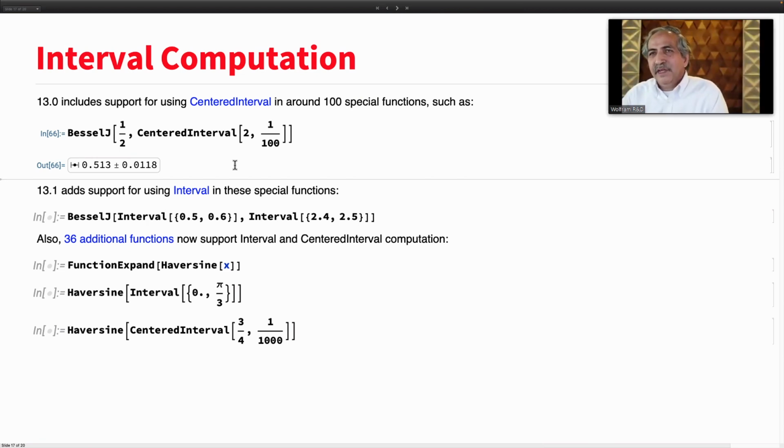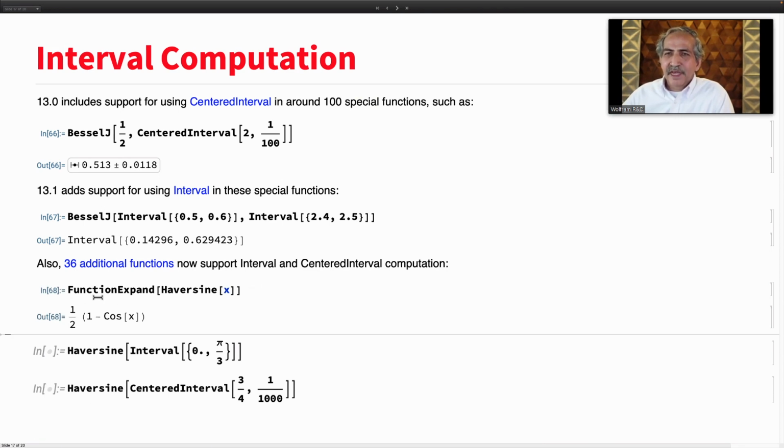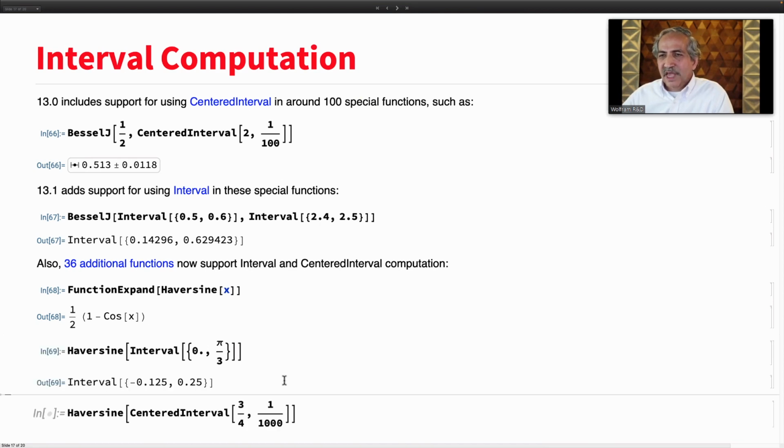And Stephen Wolfram said, why do you not also do this for interval itself? So interval is an old function, from version 3.0. And so in version 13.1, thanks to him, we have this support for the same special functions, but with interval, the old-fashioned interval rather than centered interval. And then we put this out for testing, and one of our internal testers said, why don't you use function expand to try and expand the scope? Like over here, you see Haversine is basically a cosine, so now we can do the interval arithmetic on Haversine as well.